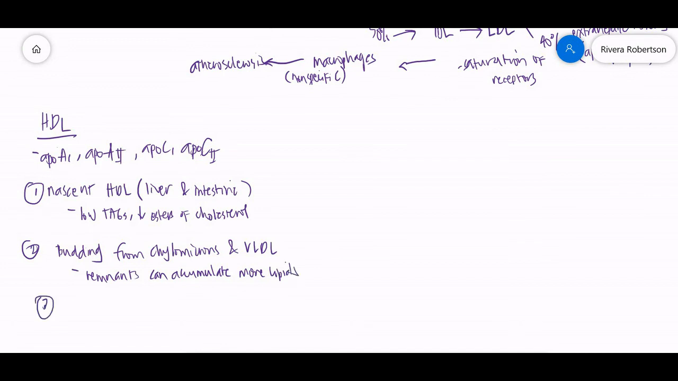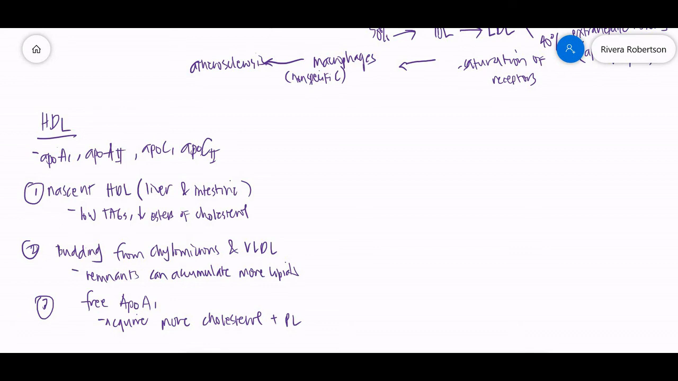And number 3, they can be produced from free ApoA1, which acquire more cholesterol and phospholipids from other lipoproteins and cell membranes.